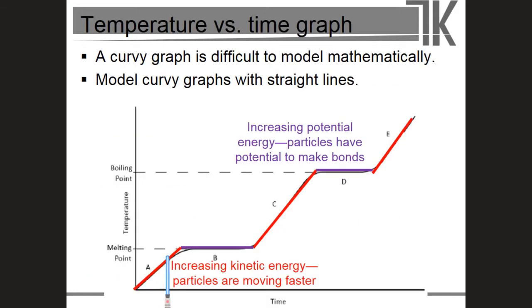Rather than talking about this slight curve here, we can say, well, we're just increasing the kinetic energy, the particles are moving faster there, and then we're increasing the potential energy and the particles have potential to make bonds, and then we're going to increase the kinetic energy, and then the potential energy, and then the kinetic energy. And we just deal with these very straight lines. We don't worry about these curves in between the lines because, to be honest, there's not that big of a difference, and this is even me drawing rubbish curves on PowerPoint, and there isn't that big of a difference. So we would expect it to be a good model.